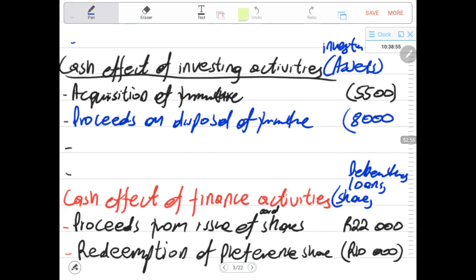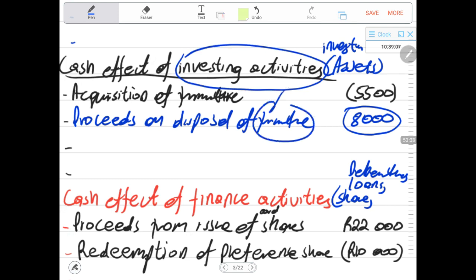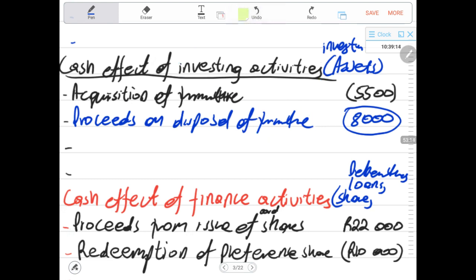The 8,000 is received as cash, and we have recorded this as cash that came into the business because of an investing activity, meaning because of the sale of this asset called furniture, we received money, which is called proceeds, and that is 8,000. Why am I emphasizing this? Because after we got the profit of 4,800, this is not money received. Are we clear? We received 8,000.